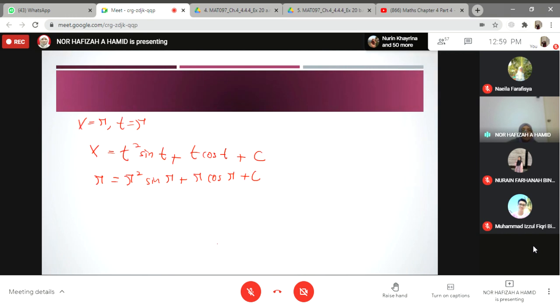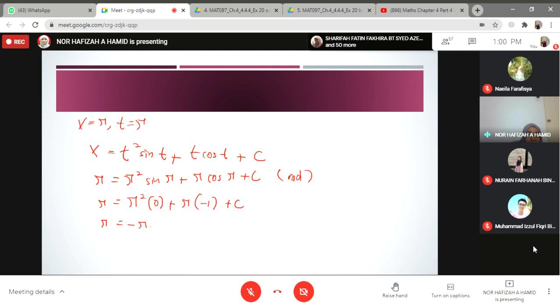Okay, so to find sin pi, mode calculator you must be in radian. So you tukar mode calculator you dalam radian, lepas tu you boleh calculate sin pi. Sin pi is equal to 0. So you have pi. So pi square sin pi 0, so plus with pi. Cos pi also you can find using calculator. Cos pi is -1 and plus with c. So you have pi. Okay, so c is equal to, so pi equal to negative pi plus c. So c is equal to 2 pi.